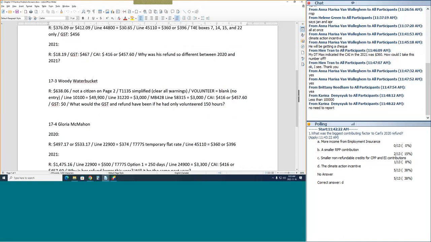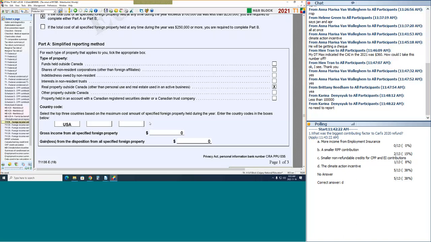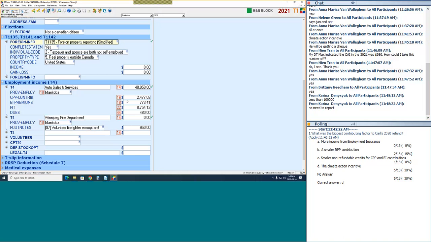Yes, what I would like to know is what would his GST have been if he had only volunteered 150 hours, and what would the refund have been? So if you were curious about this and wanted to know what it would look like, you can double check your data entry. Sometimes your clients are going to ask you to show them an estimate of something. We'll talk more about that in our last class. We're going to talk about something called plans. But if we're changing just one number, we can show it relatively quickly. How do we do that?